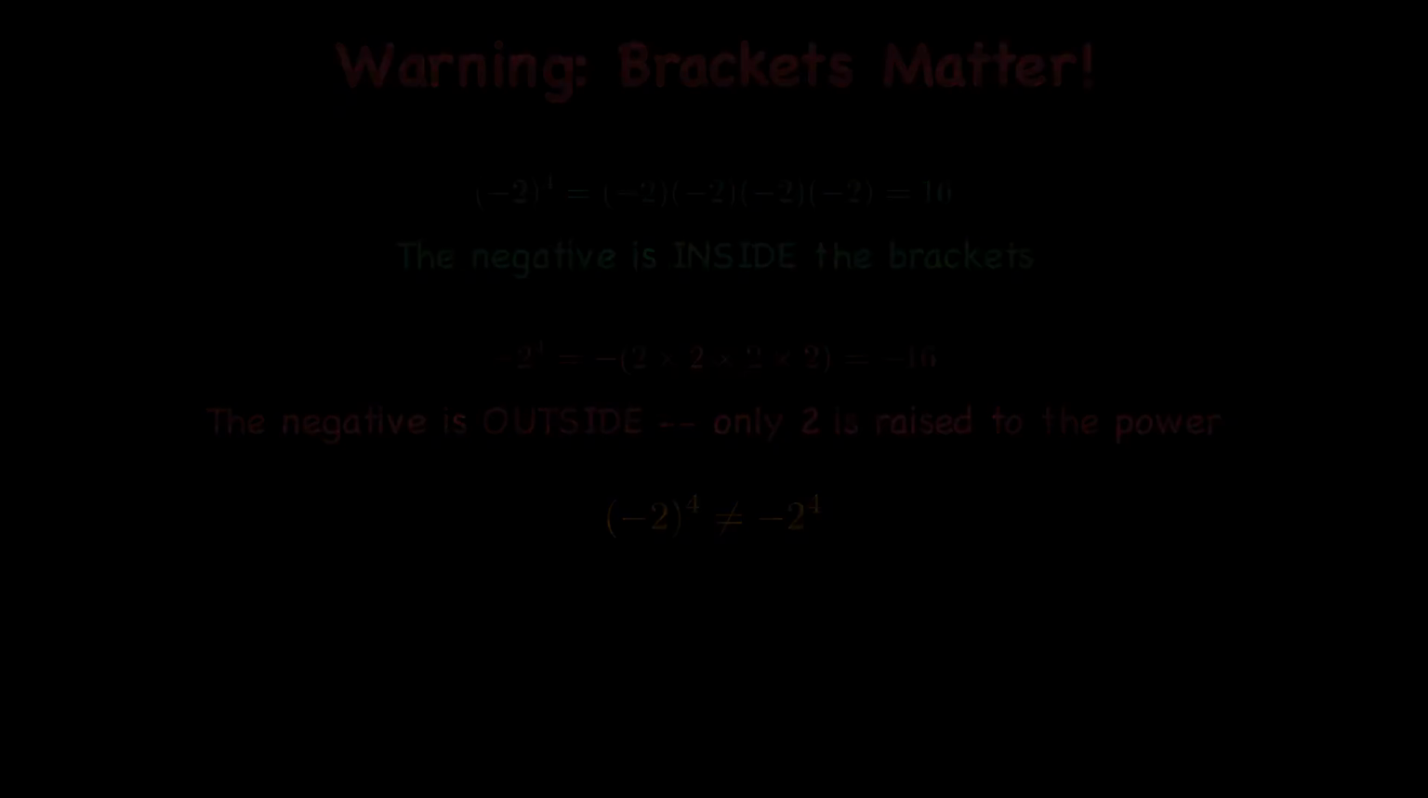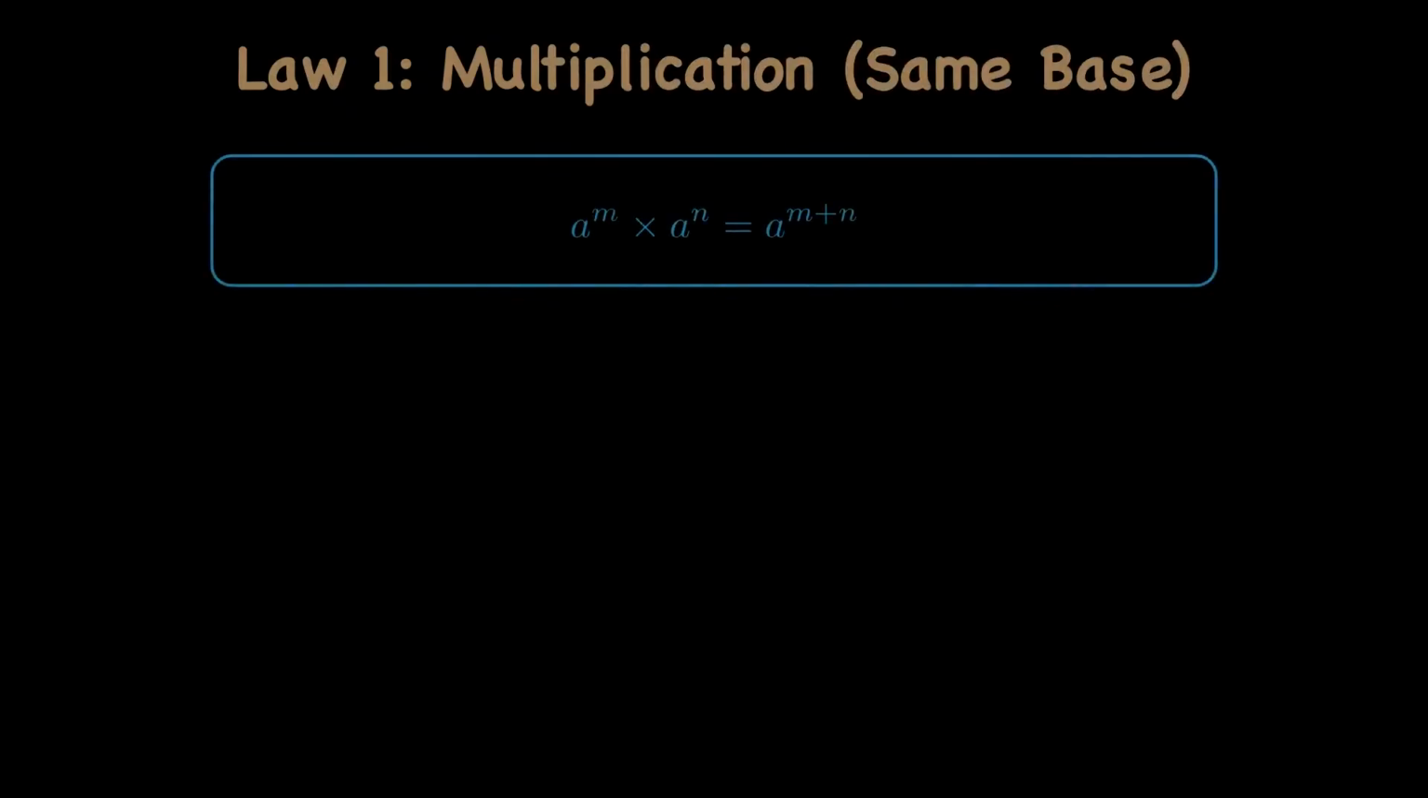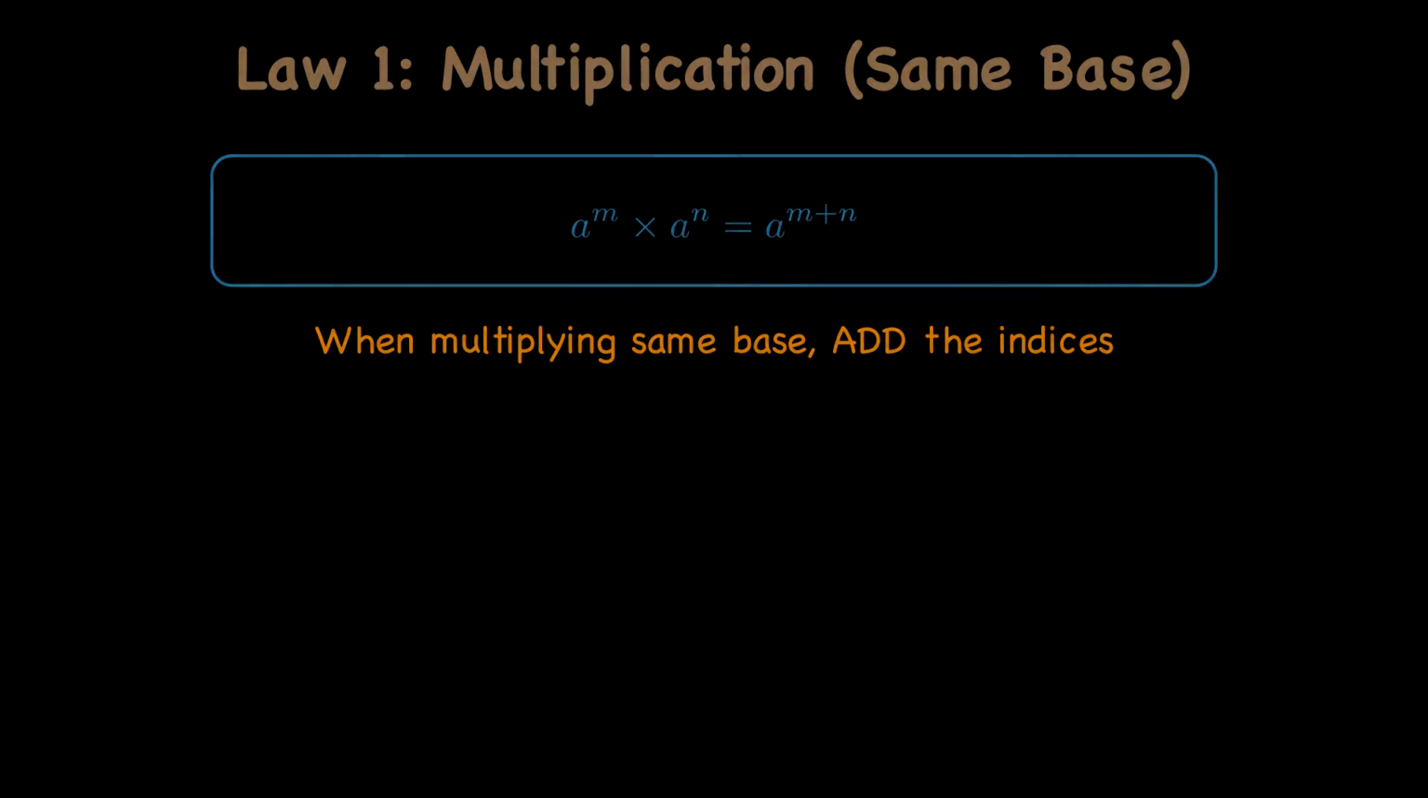Remember this. Law 1. Multiplication with the same base. A to the power of m times a to the power of n equals a to the power of m plus n. When multiplying powers with the same base, you add the indices.